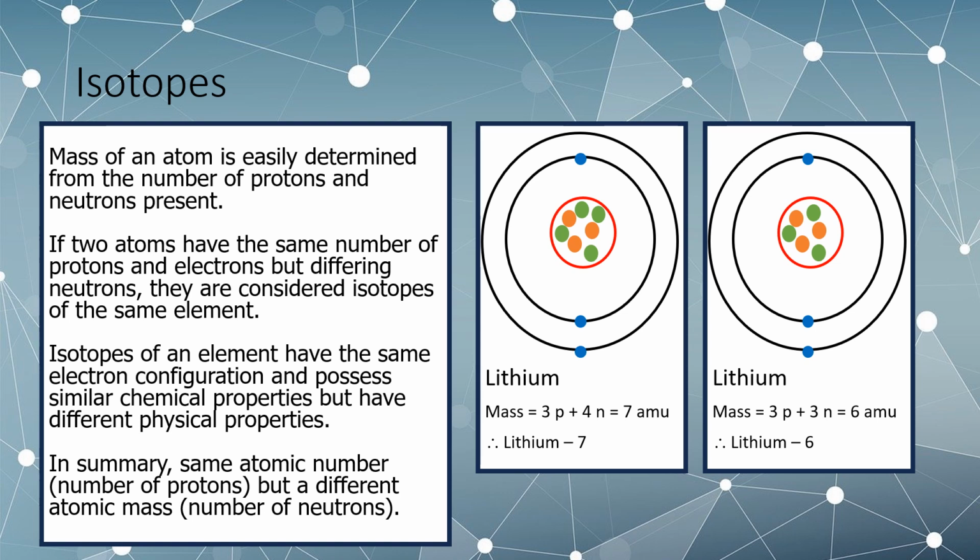We have lithium with 3 protons and 4 neutrons, so it's lithium 7, and we refer to that as lithium 7 because its mass is 7. And then we have lithium with 3 protons and 3 neutrons, so it's lithium 6 because it has that mass of 6. You'll see both have the same number of protons and electrons because they are the same element. They just have a different number of neutrons affecting the mass in this case. Isotopes of an element have the same electron configuration and similar chemical properties, but they can have different physical properties.